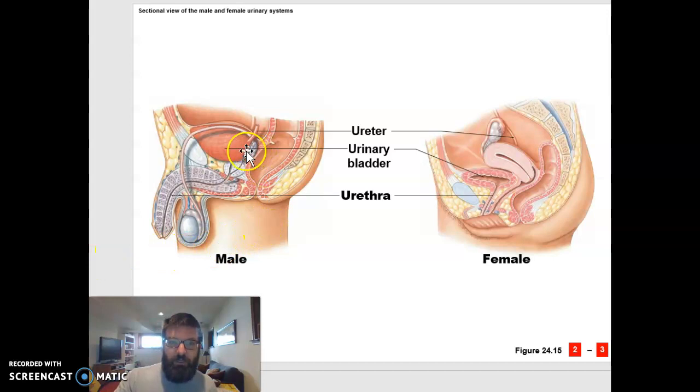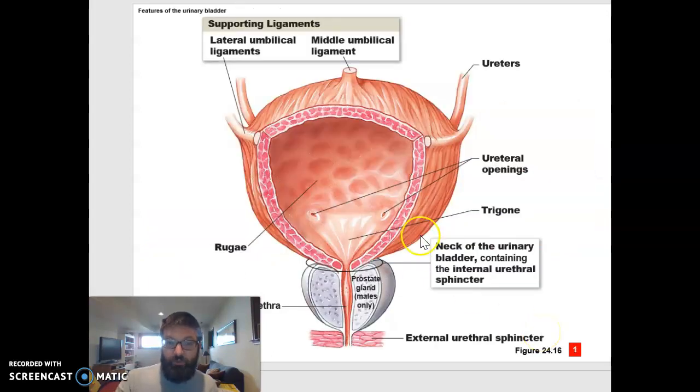But you can see the urethra has to go through the prostate and all the way through the penis and out in the male, whereas in the females it just sort of drops right down there. The bladder has rugae, which are folds that are very similar to what we talked about in the stomach. And just as in the stomach, those rugae are there when the bladder is empty, and as the bladder gets full, those folds begin to disappear.